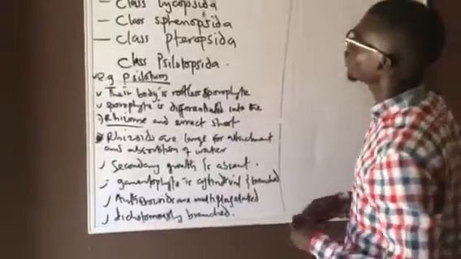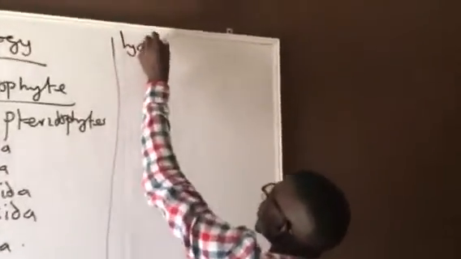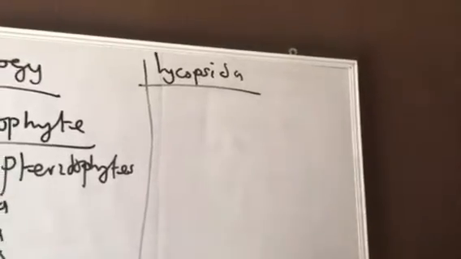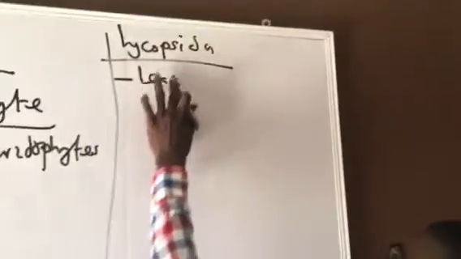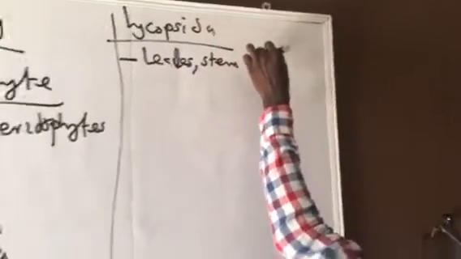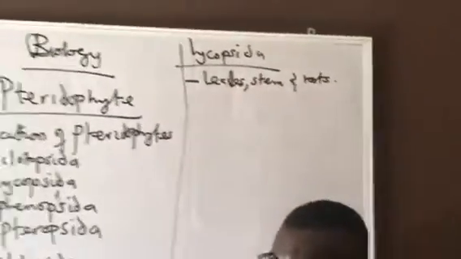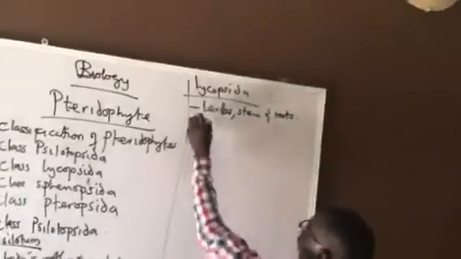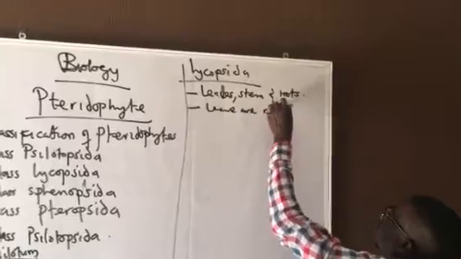Then we also move to the next group, which is the Lycopsida. The Lycopsida, that's another class of the Pteridophyte. So when we talk about the Lycopsida, their body is differentiated into the root, stem, and leaves. They have leaves, stems, and roots, but their leaves are usually small. Their leaves are reduced.